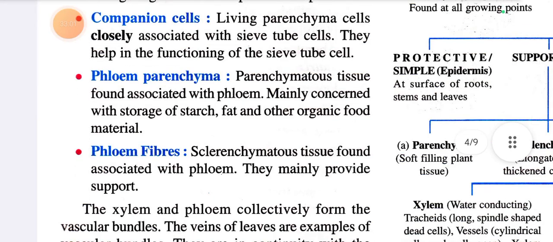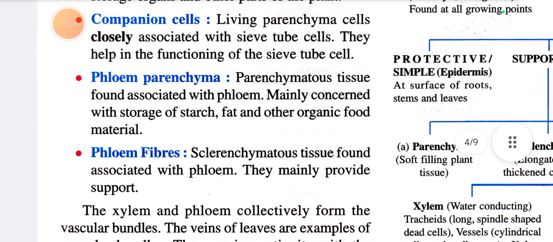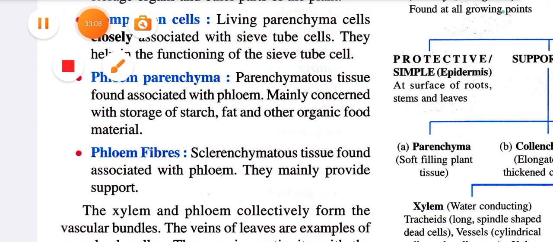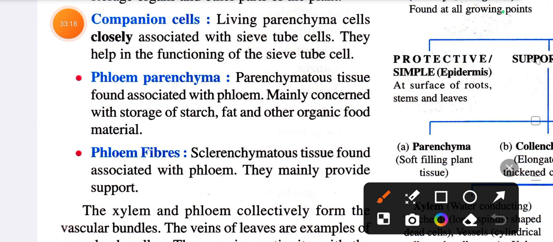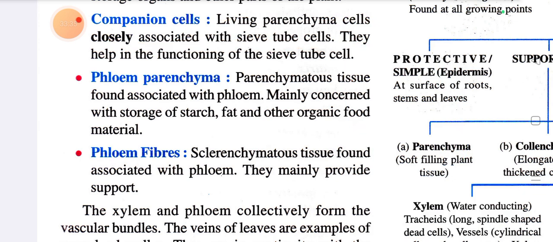Okay. Companion cells. Living parenchyma cells closely associated with sieve tubes. They help in the functioning of sieve tube cells. So companion cells are cells which are attached to the main phloem, like this. Here these are companion cells. What are they? Living parenchyma cells closely associated with sieve tubes. They help in the functioning of sieve tube cells.